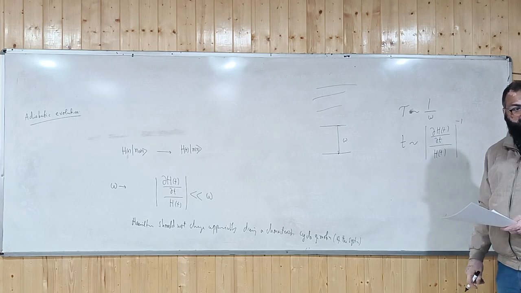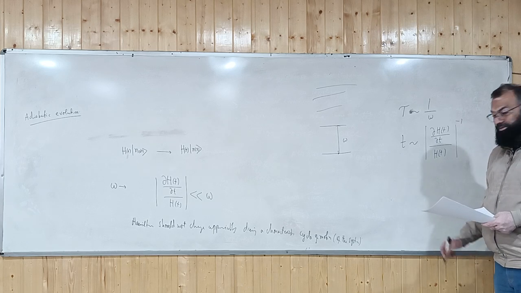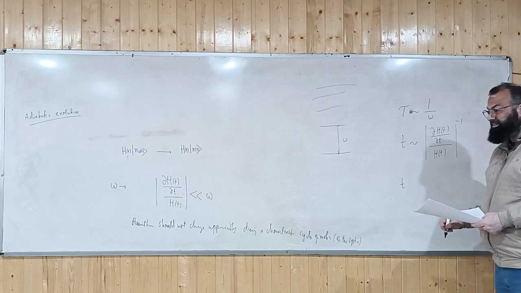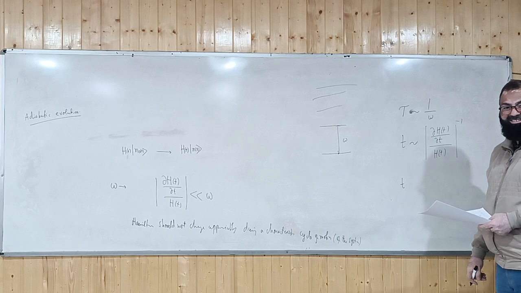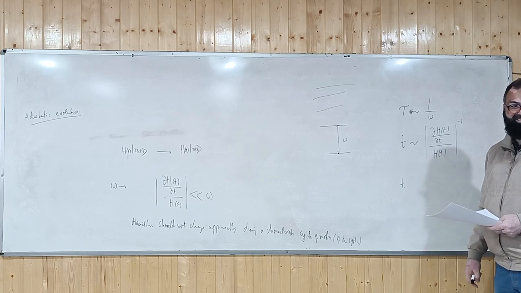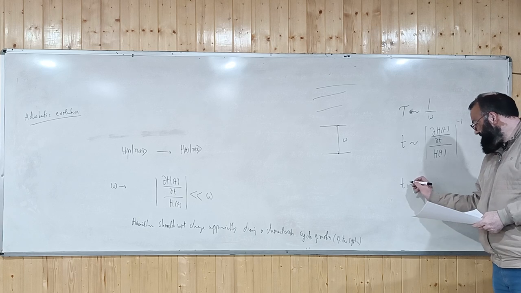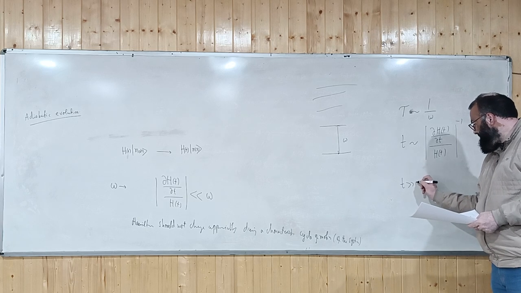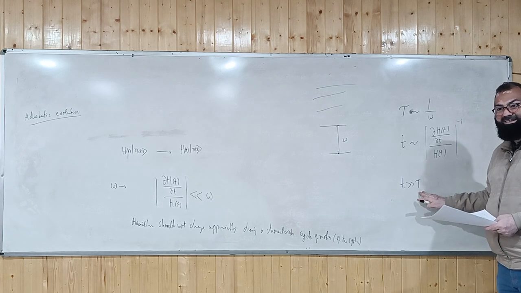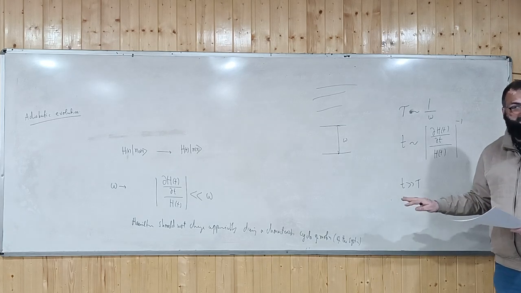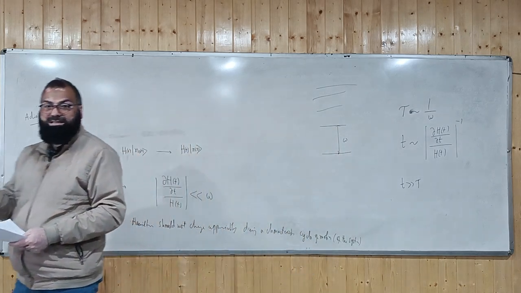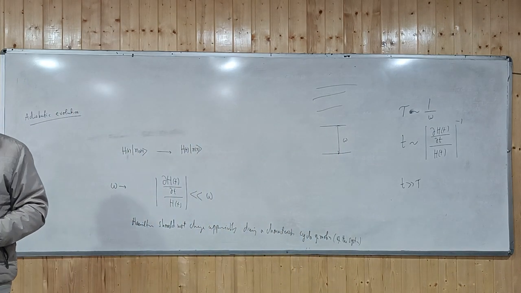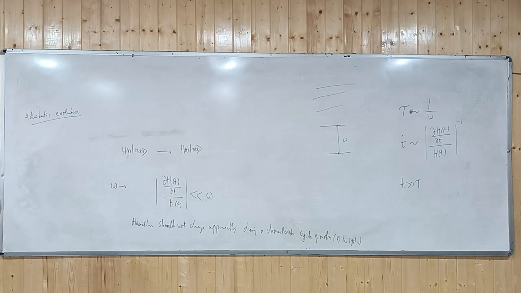So what is now the adiabatic approximation? This T is greater than tau. Yes, it is greater than. So you are evolving over a larger time scale than this tau. Got it? So that you are not able to resolve the time scale on which the system evolves. Got it? So that is actually the adiabatic evolution.